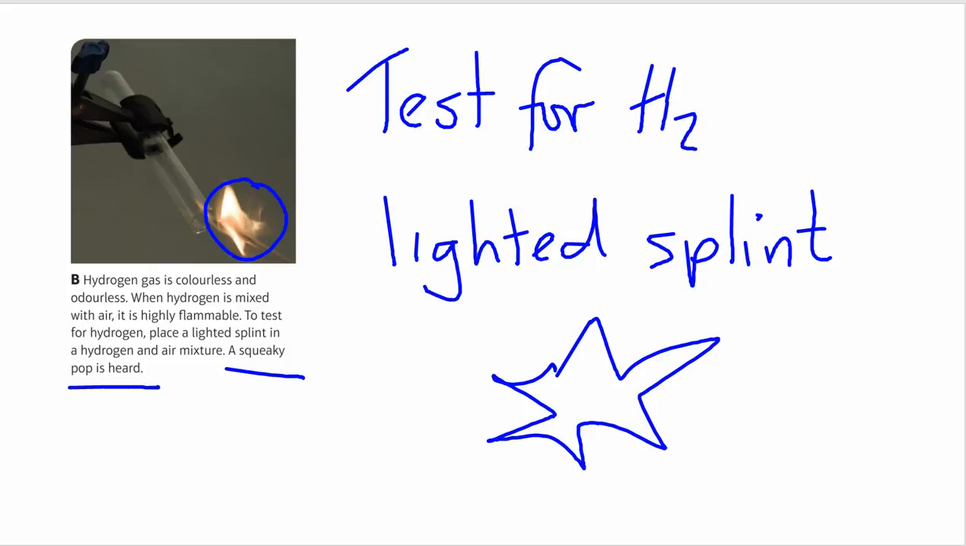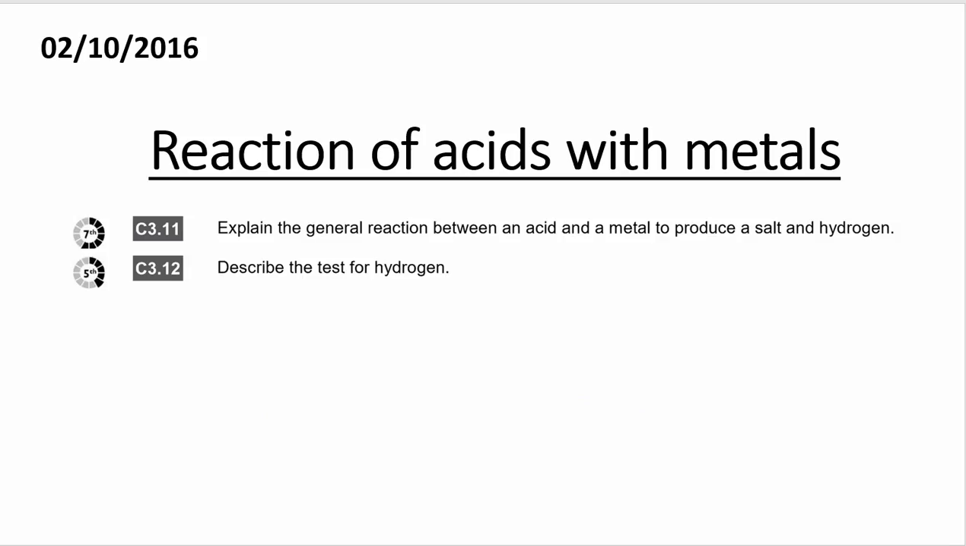And we've covered our two learning outcomes. Pretty straightforward.